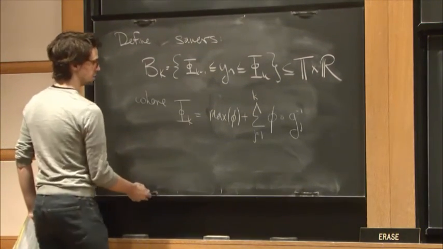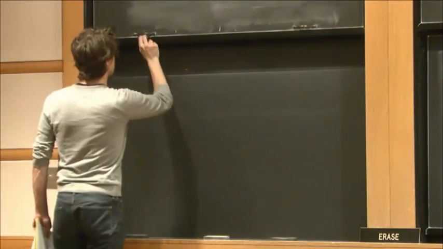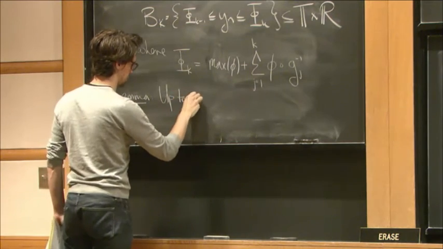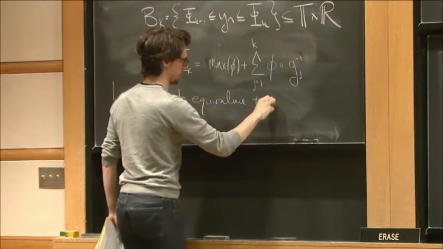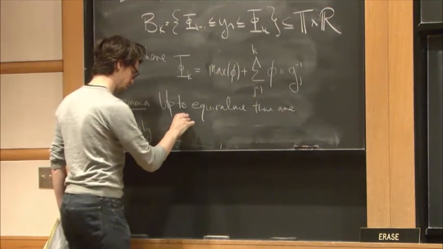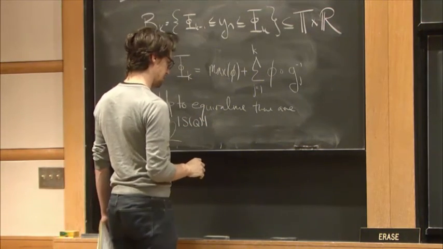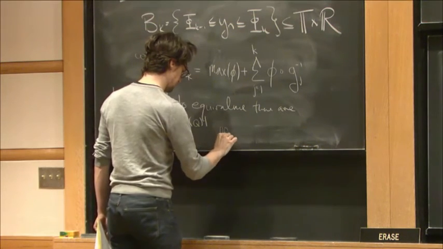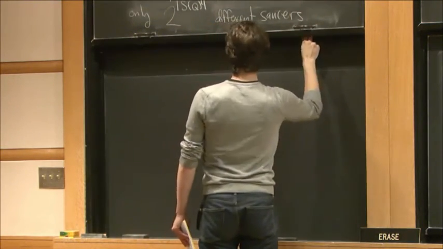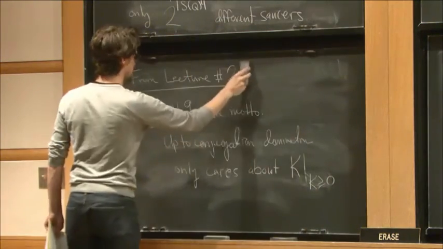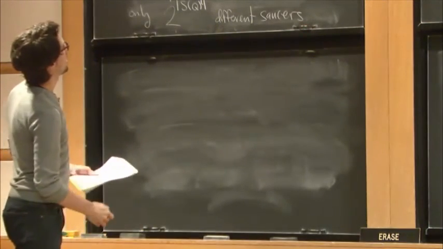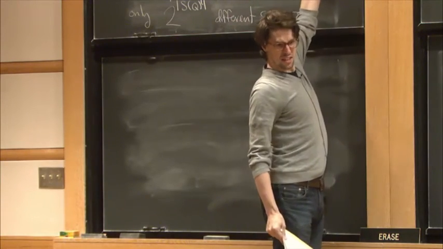So these are some collection of saucers. And lemma: up to equivalence, there are only 2 to the size of this set different saucers. Y n is the coordinate on this R.